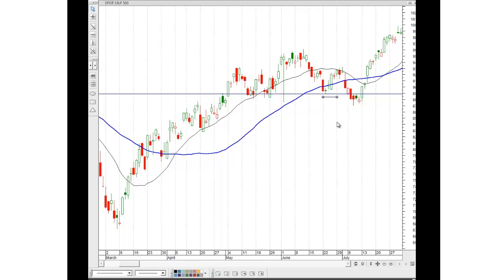So those are the three ways: the moving average, support trend line, and a straightforward horizontal support line. Three ways you can monitor your trade.